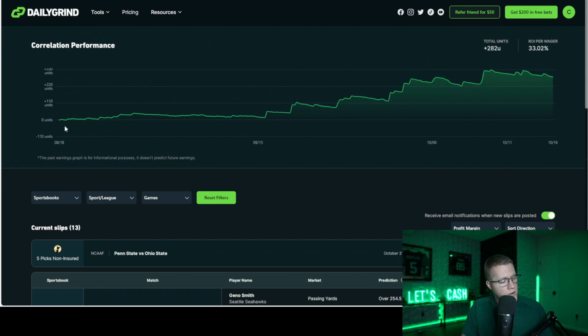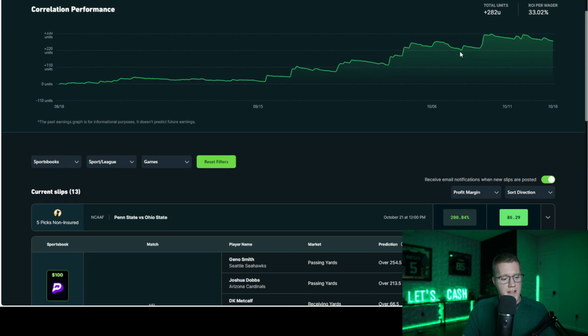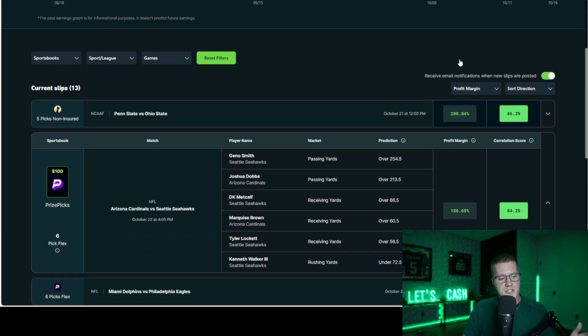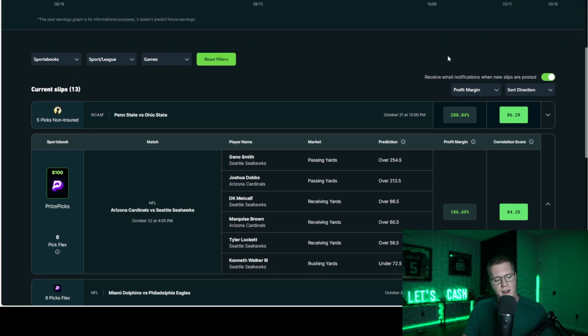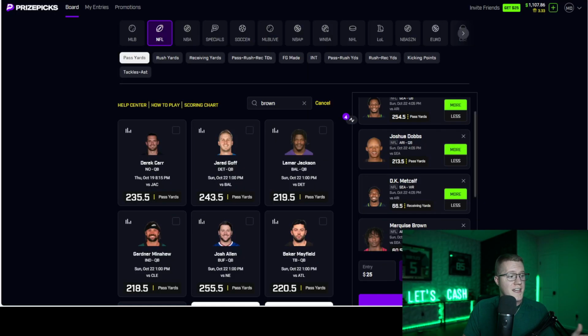If you were a $100 bettor betting from August 18th all the way till today, so almost a full 2 months, you would be up $28,000 plus, right? So just goes to show you where the edge is here on these fixed payout platforms like PrizePicks. You should always be correlating your plays if you're able to do so.